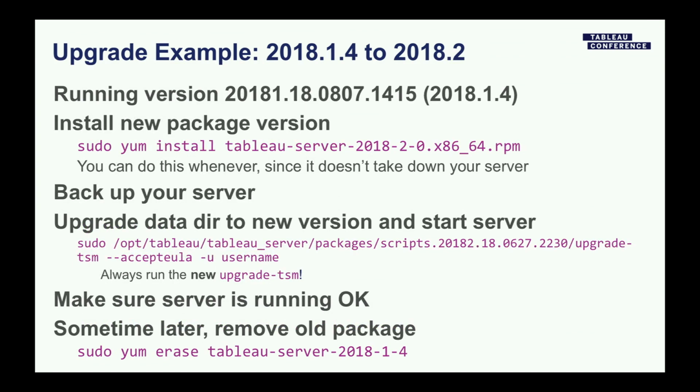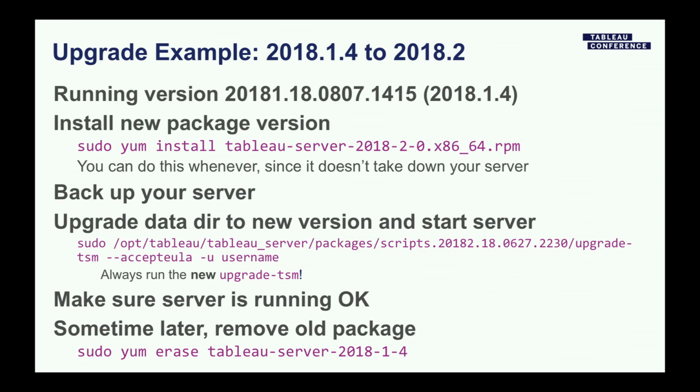So here's a little bit of a more in-depth example of upgrading from 2018.1.4 to 2018.2. So we have the running version, which I won't read the whole version string there. You install that new package version using sudo yum install. You can use this whenever you want because it doesn't incur any downtime. Then you back up your server because you're a prudent admin. Then you upgrade the data directory to the new version, and that in start server.